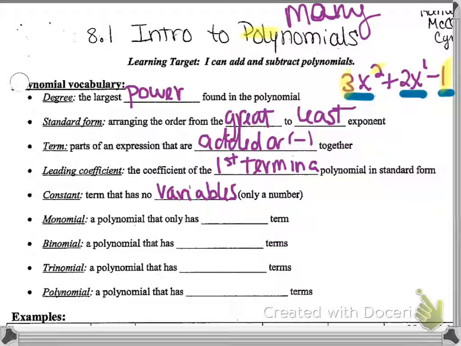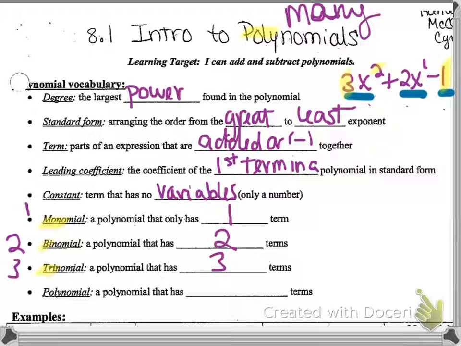Alright, and then we get down to some terminology. In order to dissect this, let's look at the prefixes. First we have a monomial. Well, mono, we know, means one. So that's a polynomial that only has one term. A binomial, prefix bi, means two. So it's a polynomial that has two terms. A trinomial, just like a triangle, has three terms. So the polynomial we created is actually a trinomial because it has 1, 2, 3 terms.